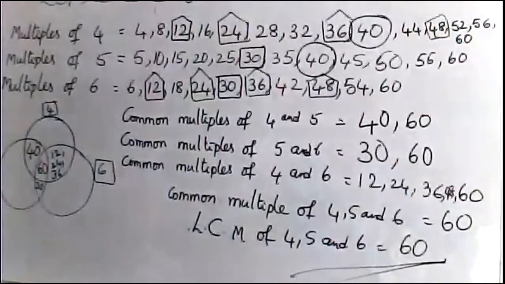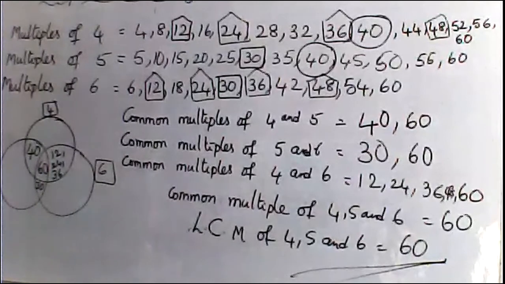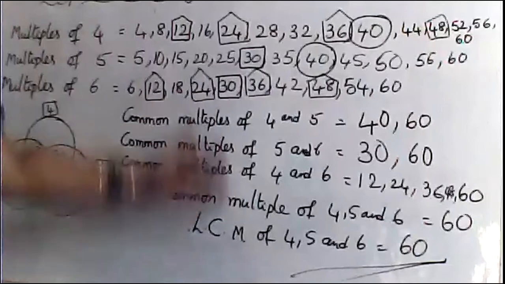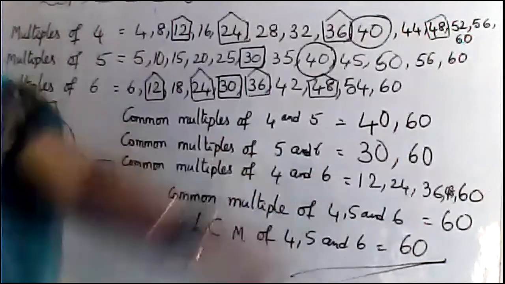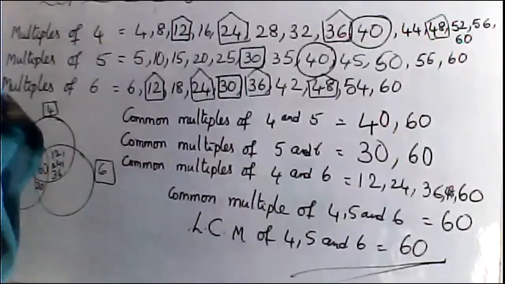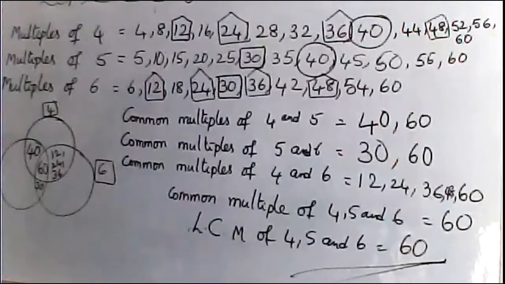Okay, 48 is a common multiple of 4 and 6. Common multiples of 4 and 6, 48 we have. But for these three, 4, 5 and 6, what is the common multiple? 60 is the common multiple, which is the least common multiple.